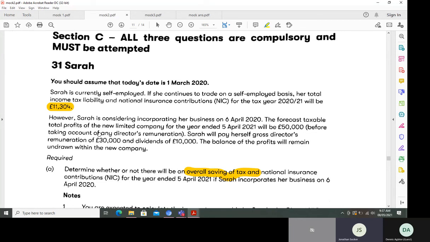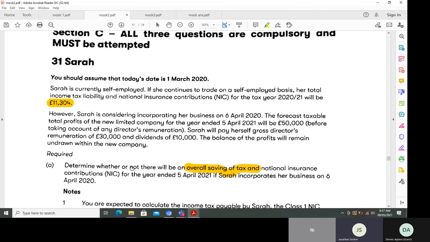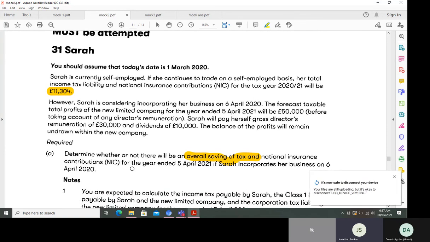This is before taking account of any director's remuneration. Okay, so that remuneration that the company will pay to Sarah, this profit is before that amount. Sarah will pay herself remuneration of 30,000 and a dividend of what? 10,000. The balance of the profit will remain unwithdrawn within the new company. All right, so that's what's happening here.